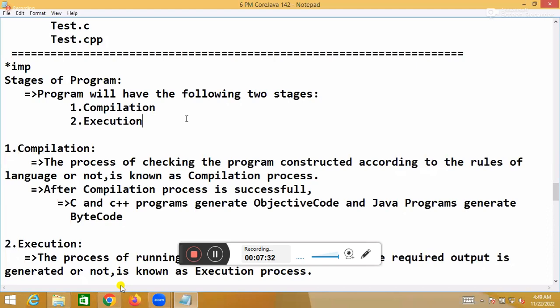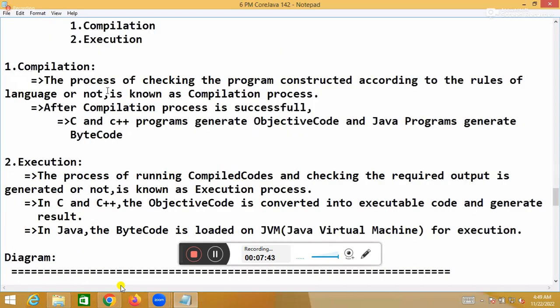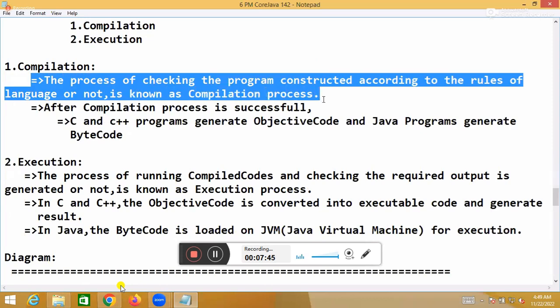The checking process, we call it as what now? Compilation. It's a theory. So somewhere the student needs one paragraph for reading. I have written that the process of checking whether the program is constructed according to the rules of the language or not is known as the compilation process. When the compilation is successful, sir, my language I have written correctly according to the grammar.